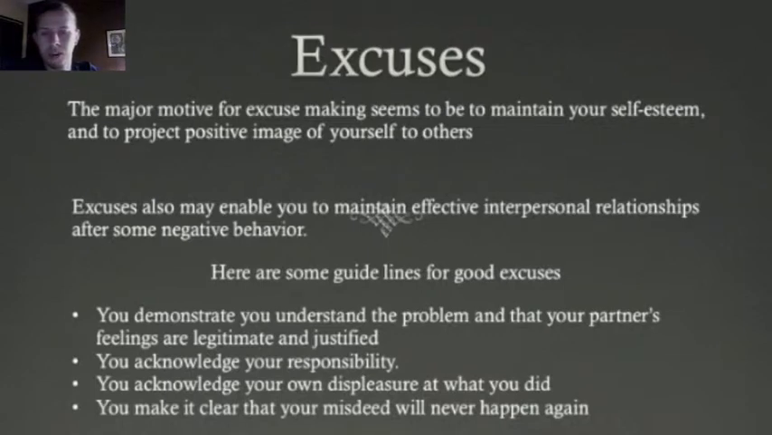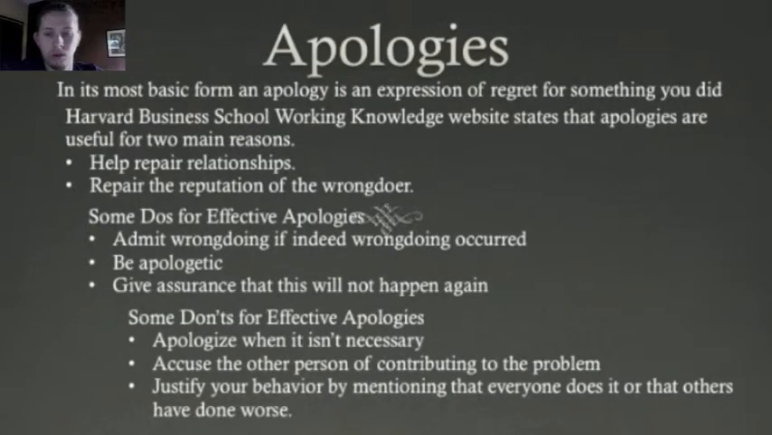So for apologies, the most basic form of an apology is an expression of regret for something you did. The Harvard Business School Working Knowledge website states that apologies are useful for two main reasons: they help repair relationships and repair the reputation of the wrongdoer. Some do's for effective apologies are admit wrongdoings if indeed wrongdoing occurred, be apologetic, and give assurance that this will not happen again.